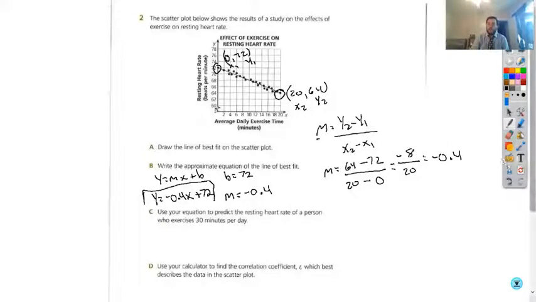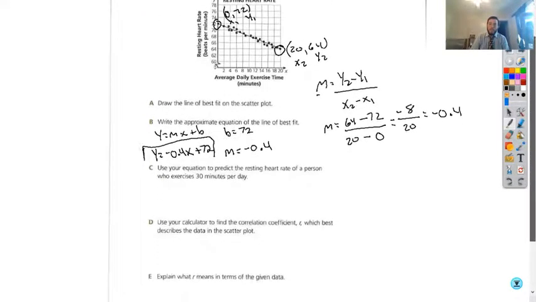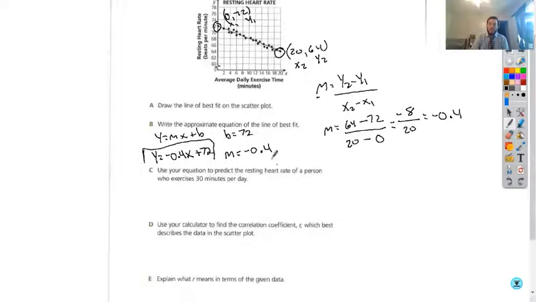So C says to use your equation to predict the resting heart rate of a person who exercises 30 minutes per day. So 30 minutes per day, if we take a look up at our graph here, the exercise minutes per day are X values, while the resting heart rate are our Y values. So we need to predict the Y. So we're going to find the Y when they exercise 30 minutes per day, when X is equal to 30.